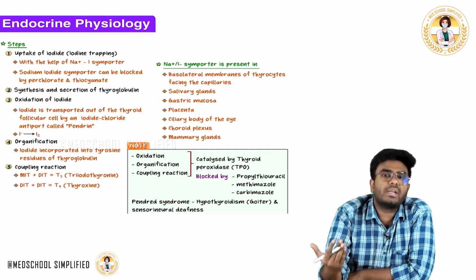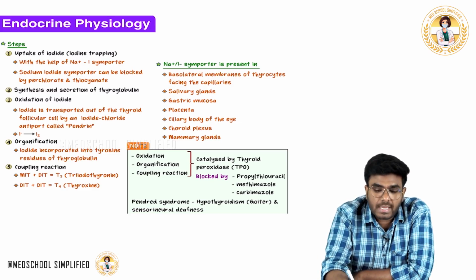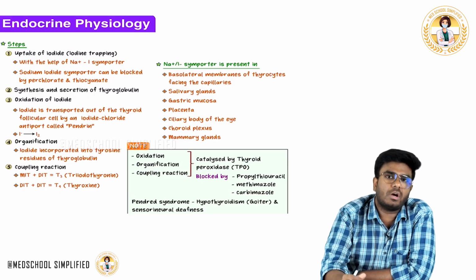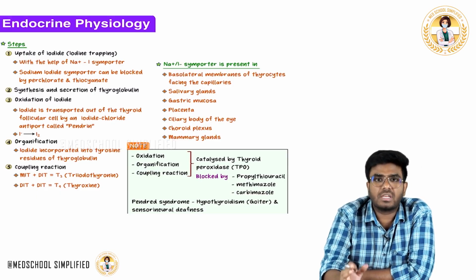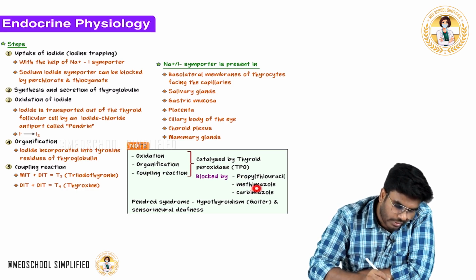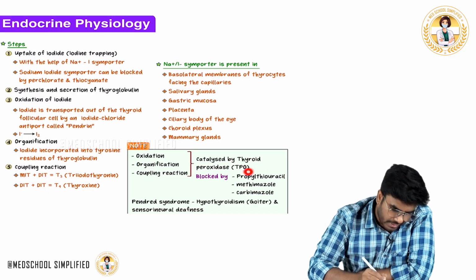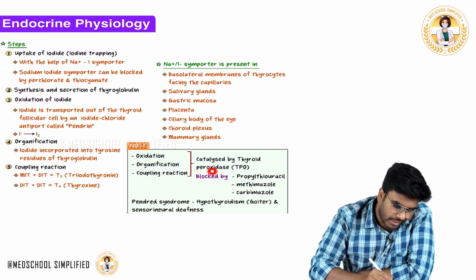Now, we all know the important enzyme which is helping in thyroid hormone synthesis is thyroid peroxidase. If you can inhibit thyroid peroxidase, oxidation is inhibited, so automatically T3, T4 hormone production is decreased. So propylthiouracil, methimazole, carbimazole are used in the treatment of hyperthyroidism. Why? Because these drugs inhibit thyroid peroxidase.